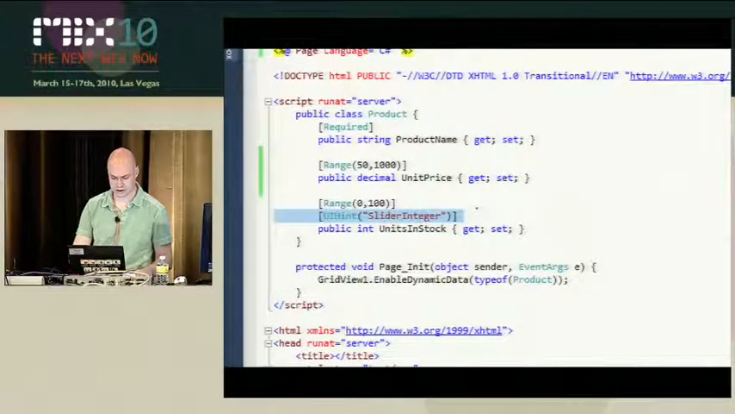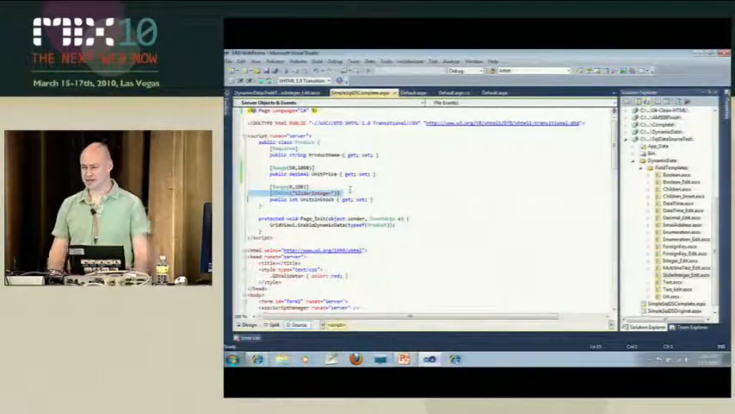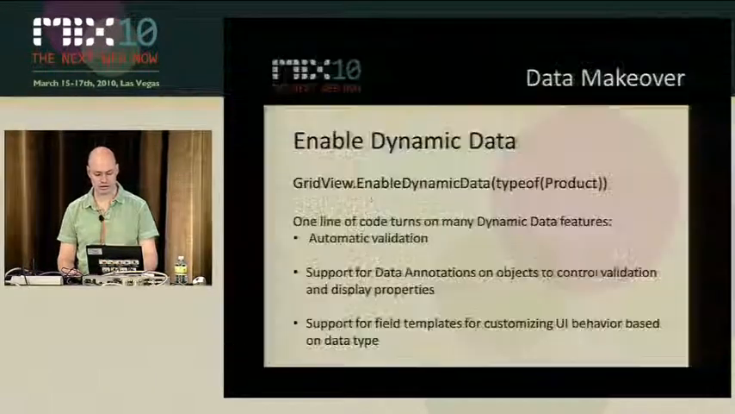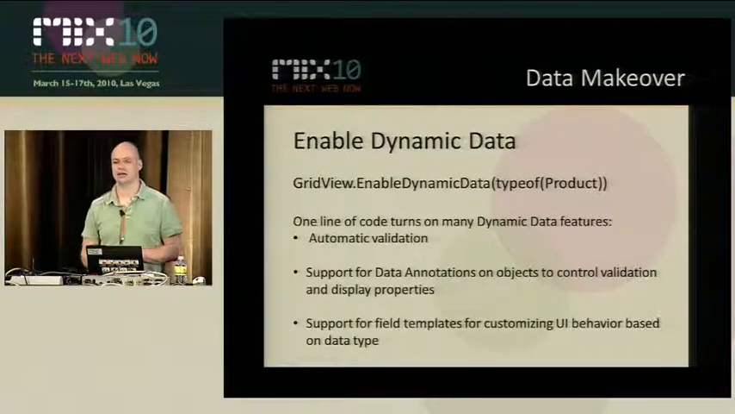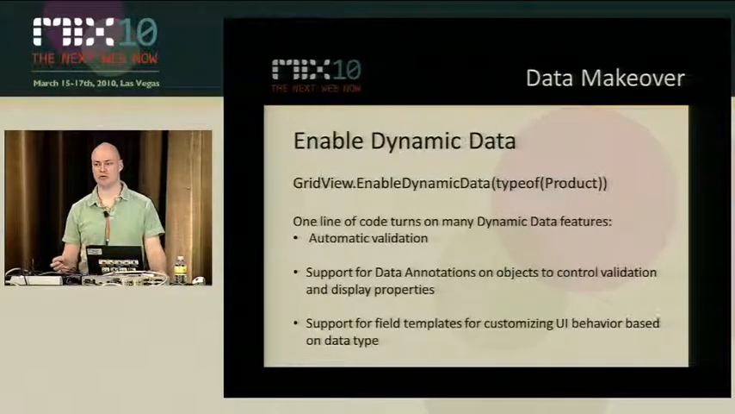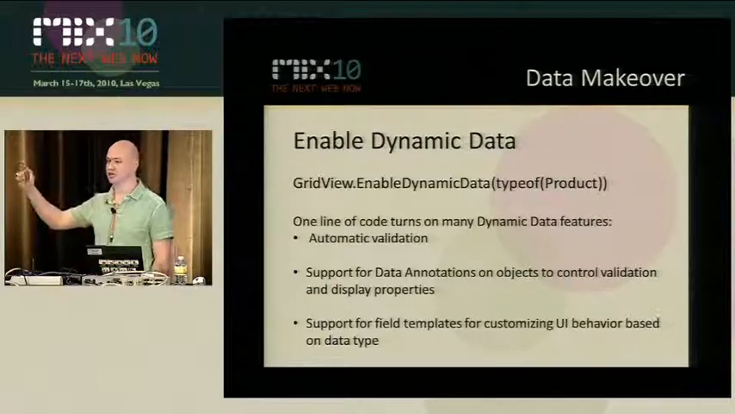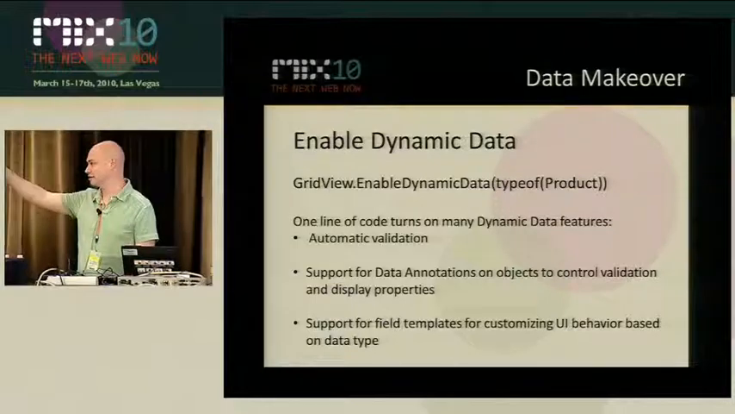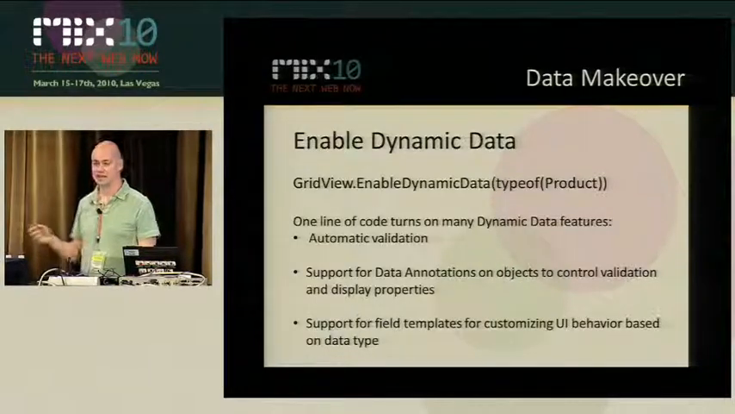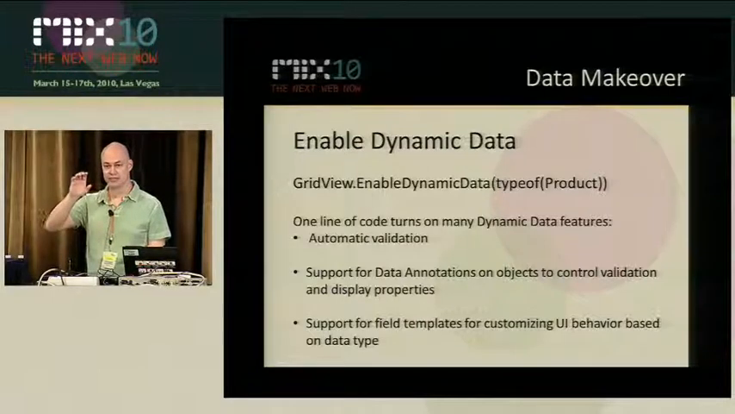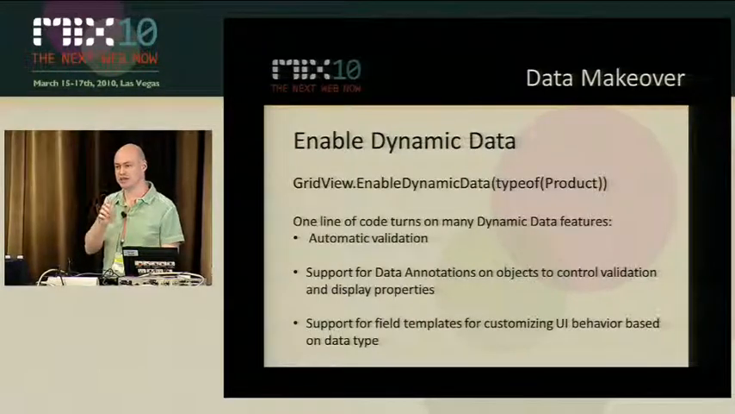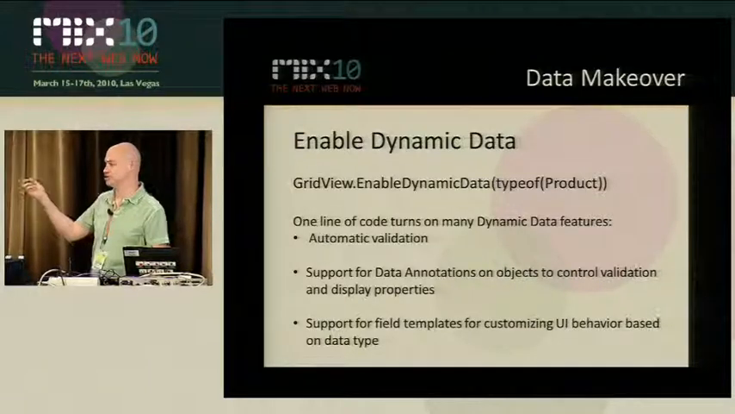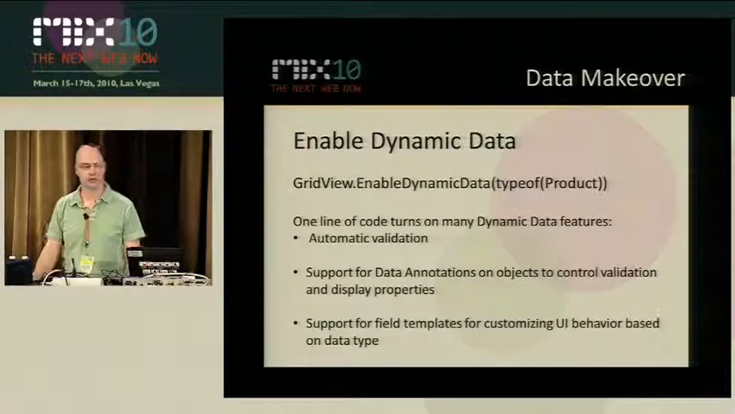I wonder what I typed wrong on that range. Any questions on that so far? So what we've done there is we've taken an existing grid view, and we've just said, I want to use some of these features, or I want to turn on dynamic data features for this specific grid view. So there you get the automatic validation. The data annotations, which is what we looked up at the top of the page, and I mistyped something, but you were seeing that validation for the other ones. And then also the field templates, which is what I showed there with the UI slider. So, yes, question?